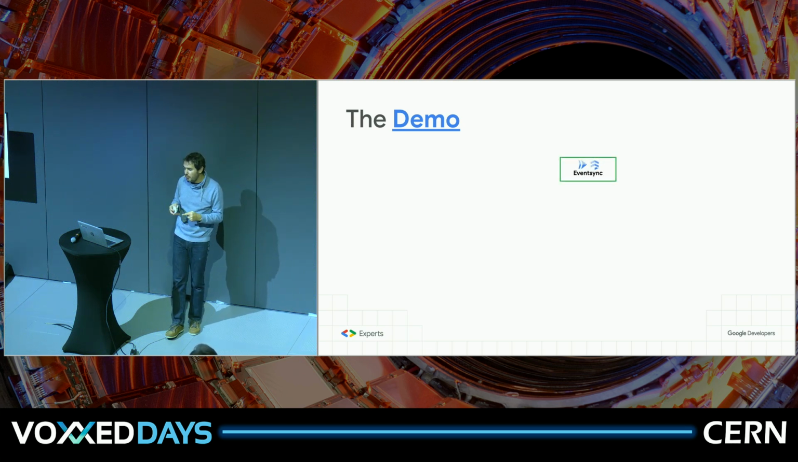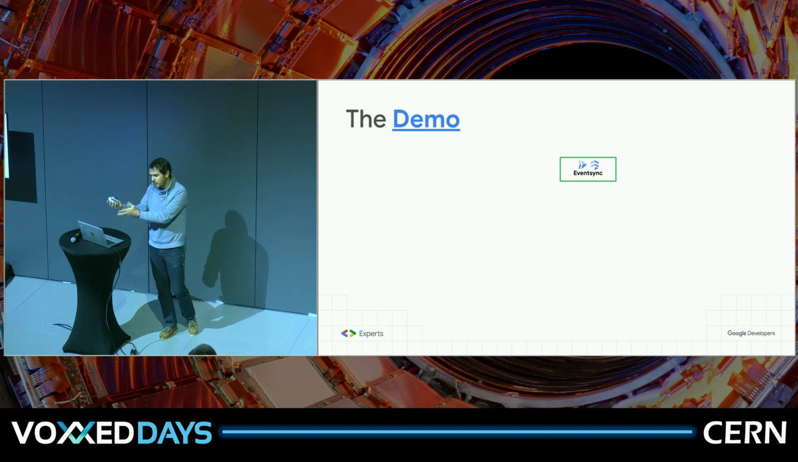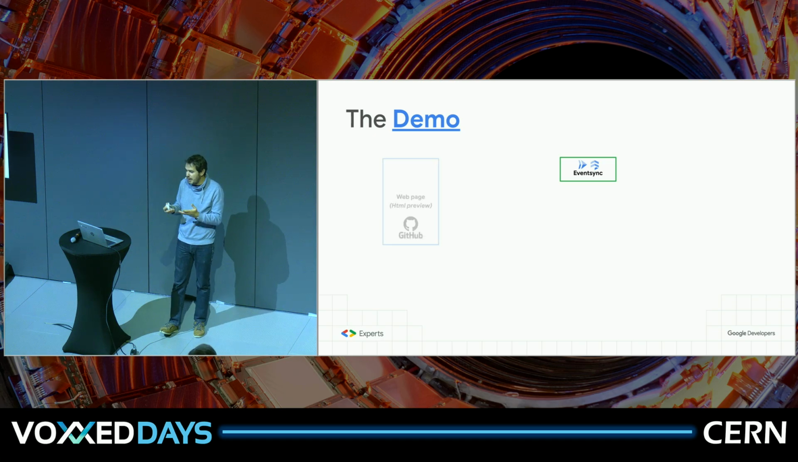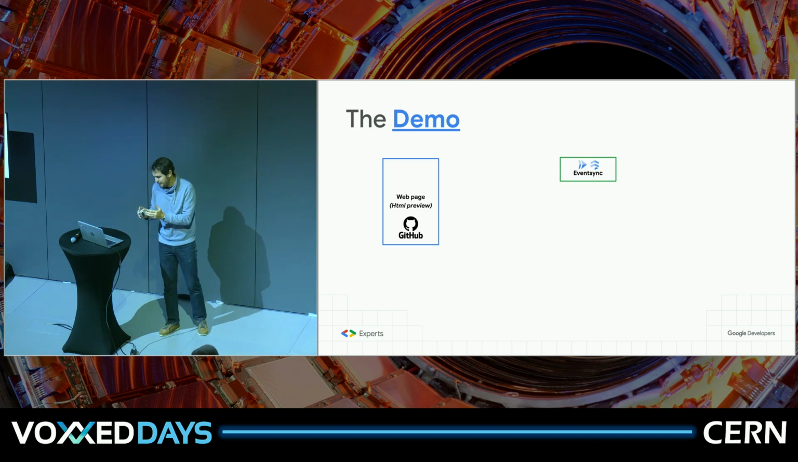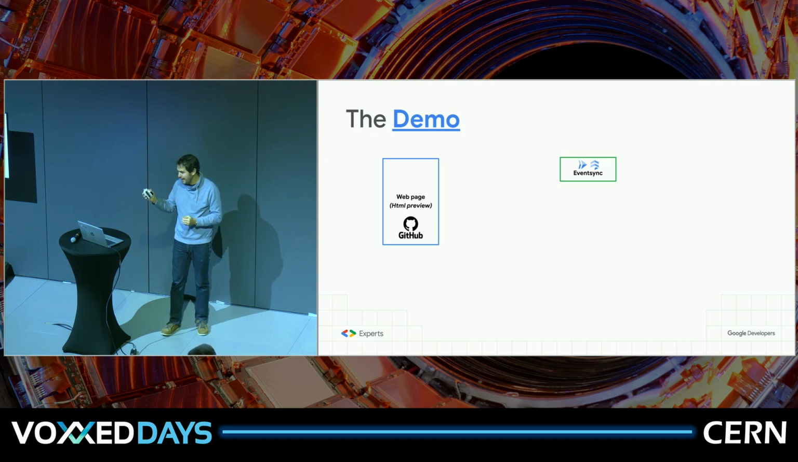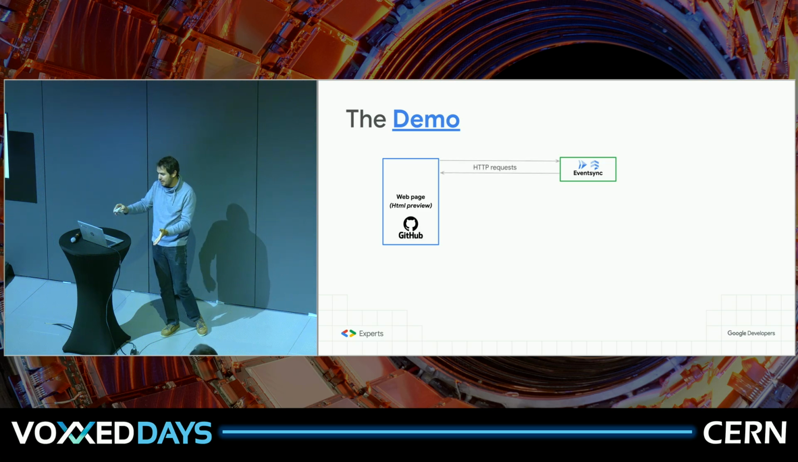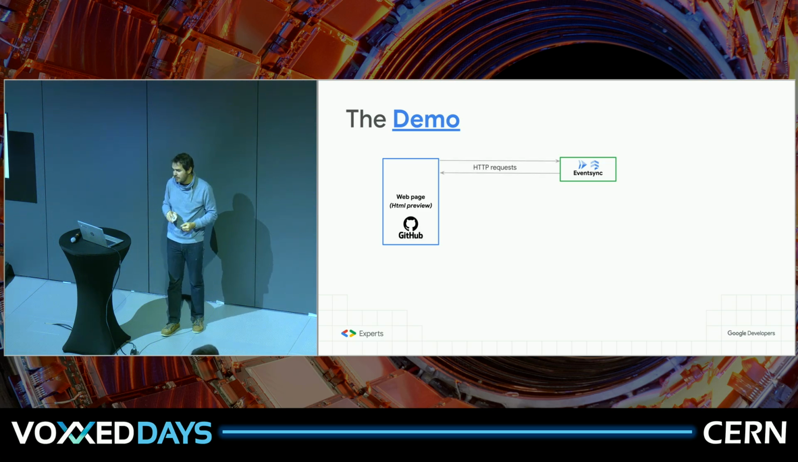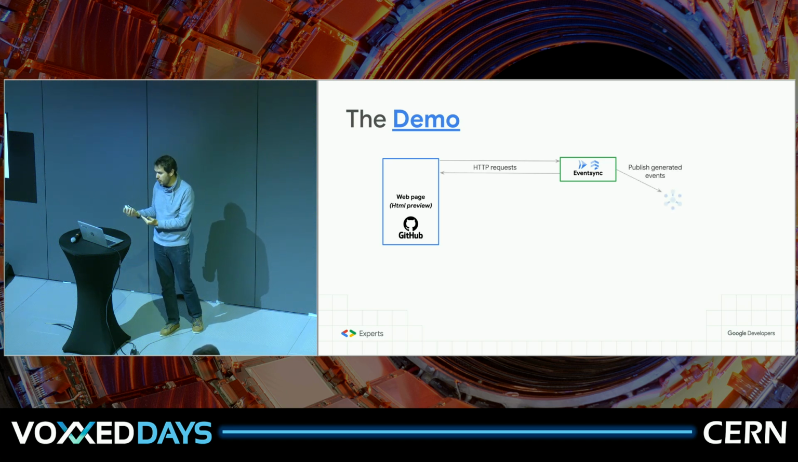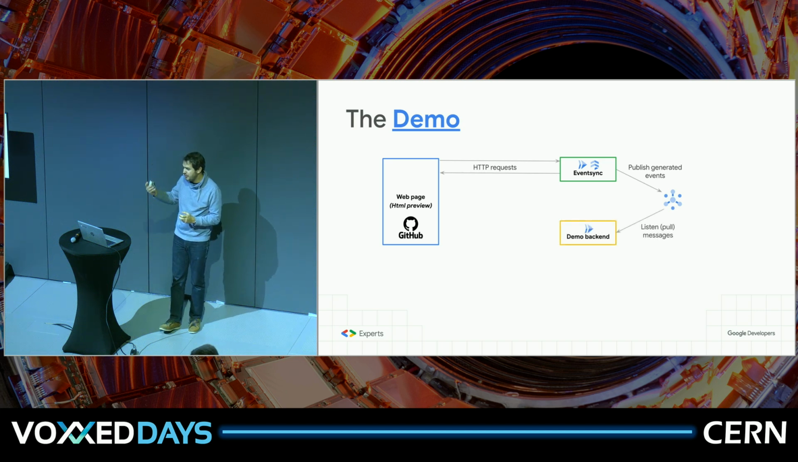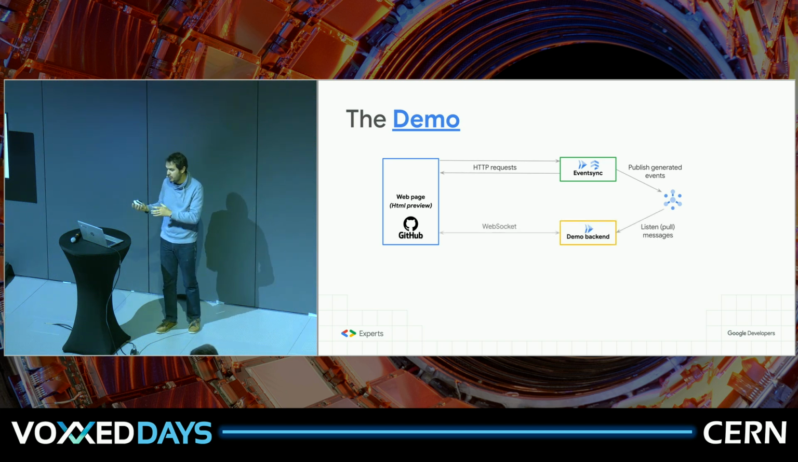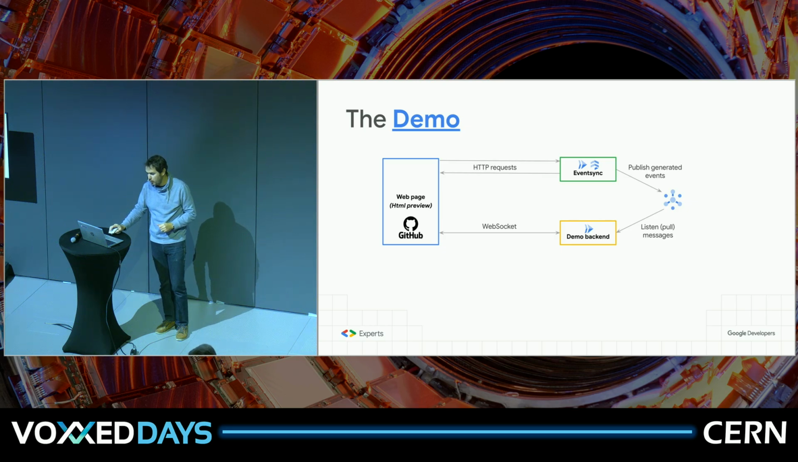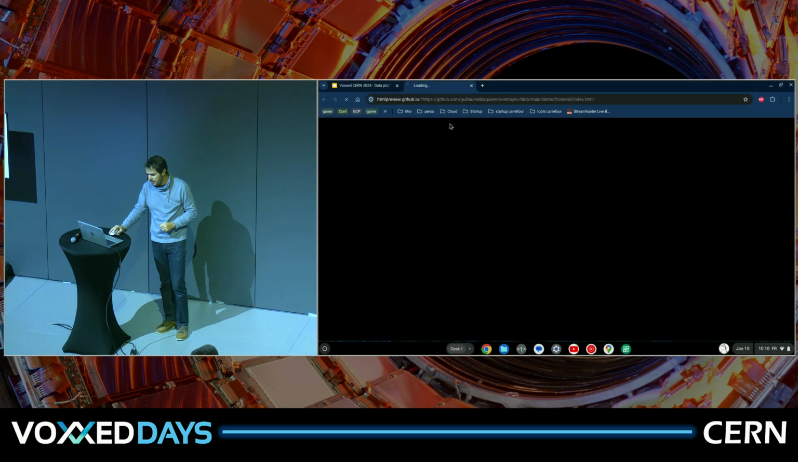Just a word about the demo. In fact, you have EventSync, because it's the purpose of the demo. I have a website. I'm not a front-end developer, so be kind with me. It's not very nice, but it works. So the web page sends some events to EventSync, and when a message is published, it's published, of course, in PubSub. And I have a special demo backend that listens to all the messages on PubSub and publishes the message on the web page with a WebSocket. So let's jump to the demo.